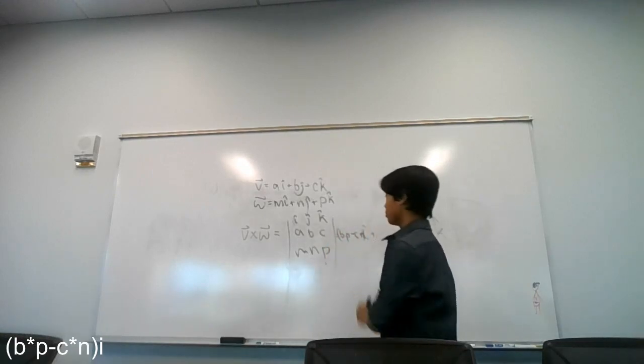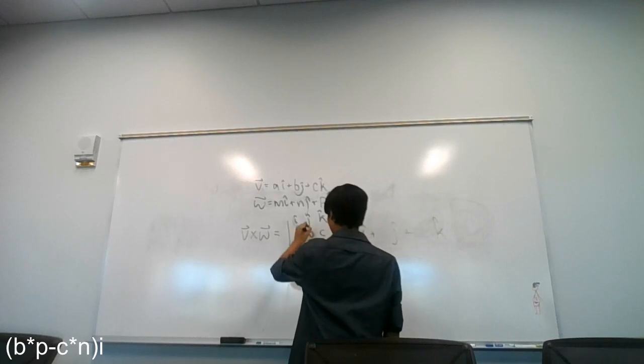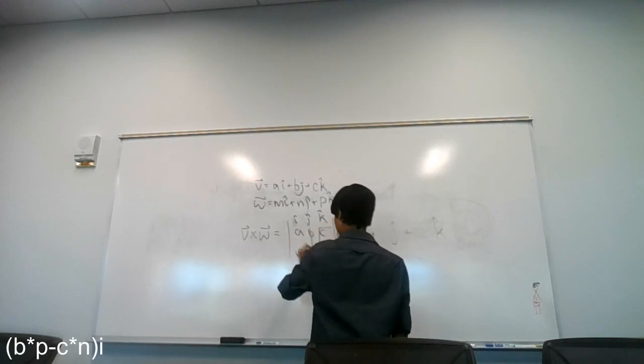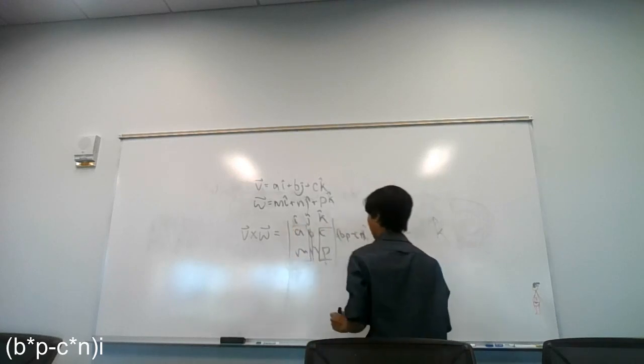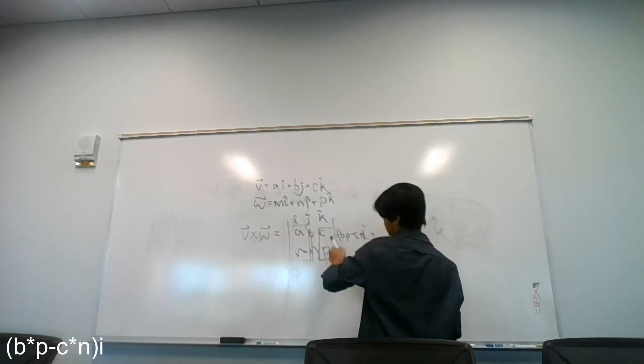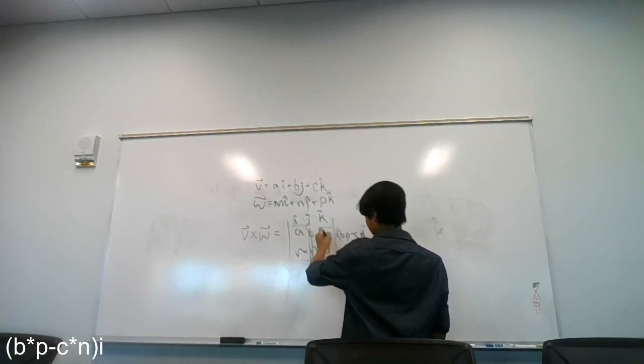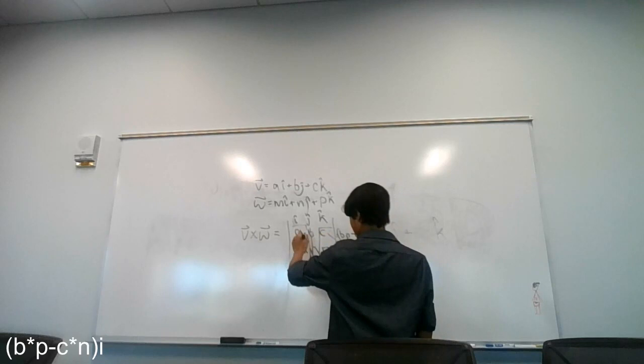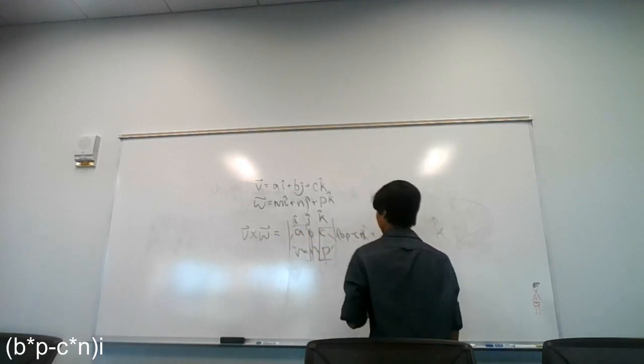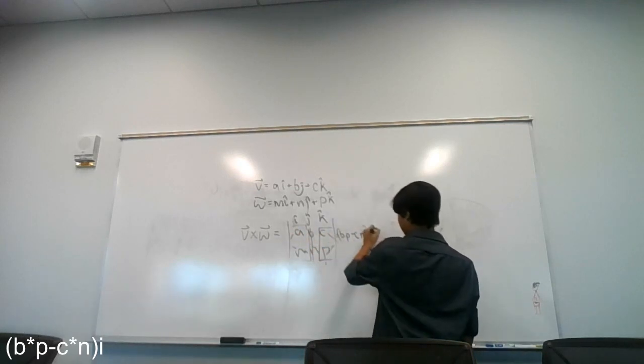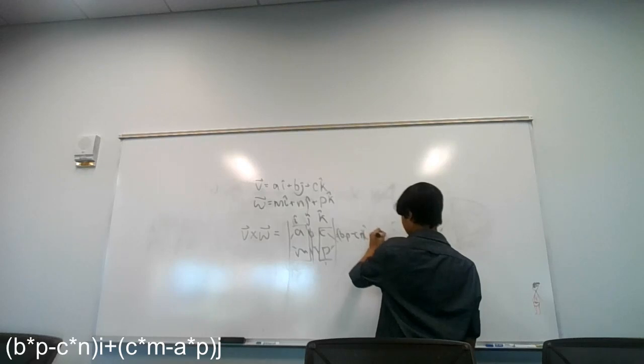We'll do the same thing for the j component. We will block off all the j components and create a submatrix of k and i. You'll notice that the submatrix starts at k and then ends in i. So again, we would cross multiply. That turns into c times m minus a times p.